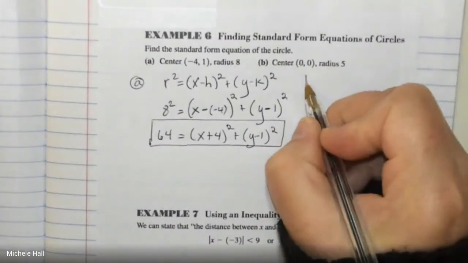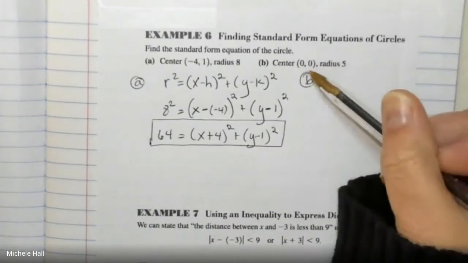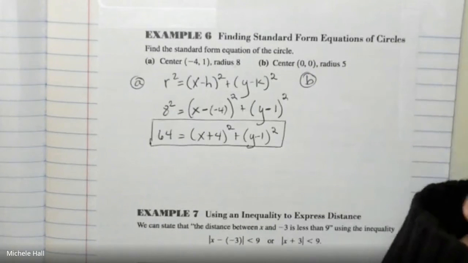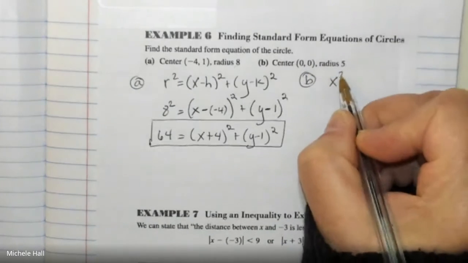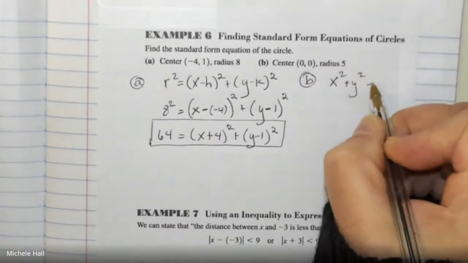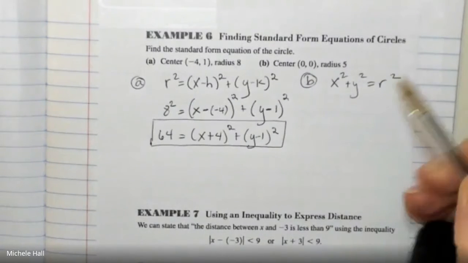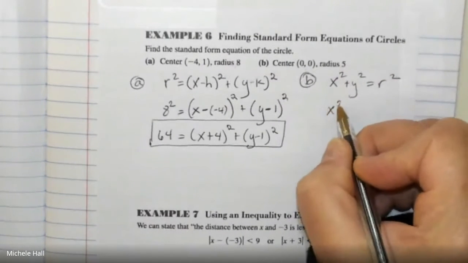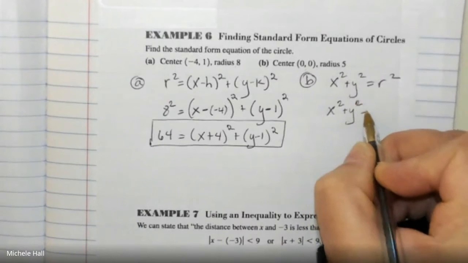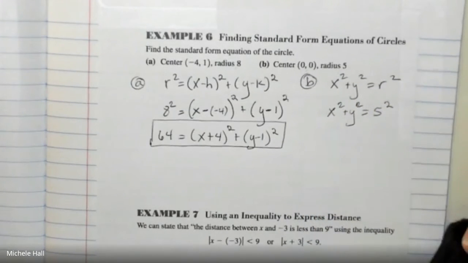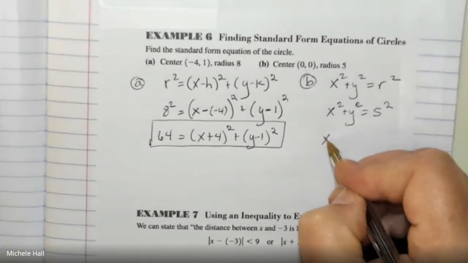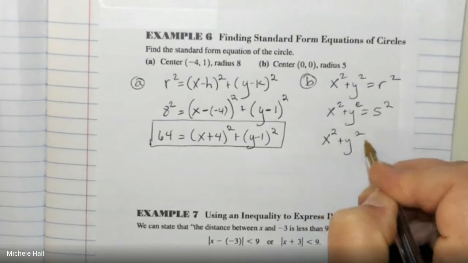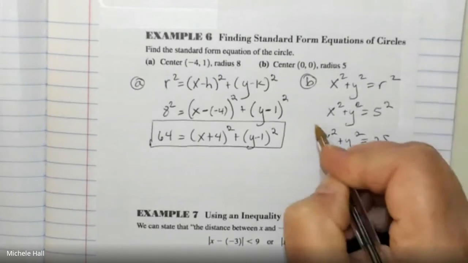Problem B, I'm centered at 0, 0 with a radius of 5. X squared plus y squared equals r squared. I am not shifting away on my x or my y. X squared plus y squared equals 5 squared. Final answer, x squared plus y squared equals 25.